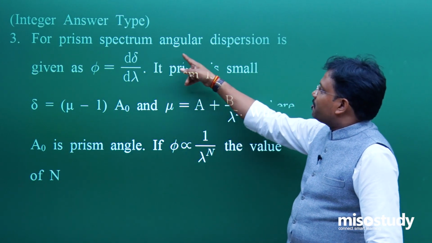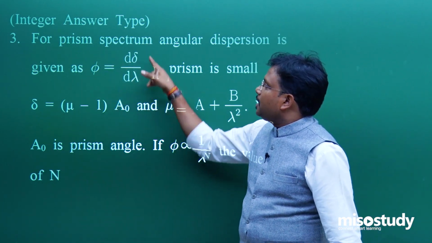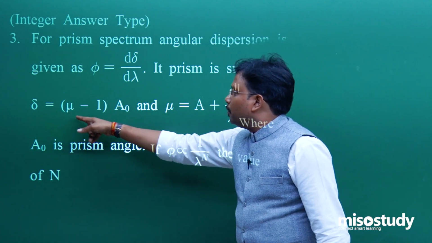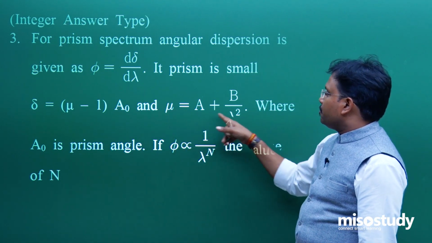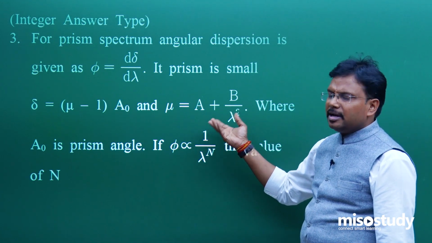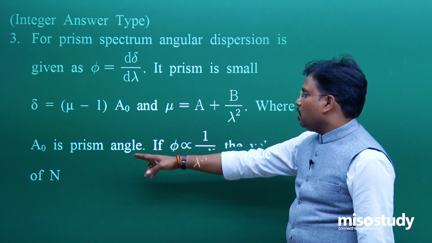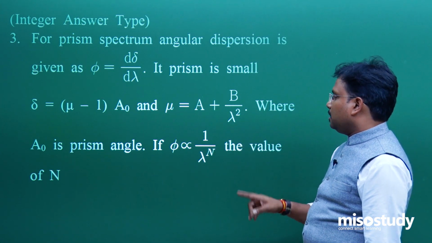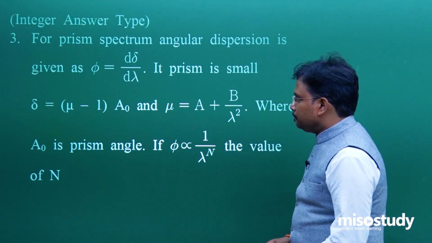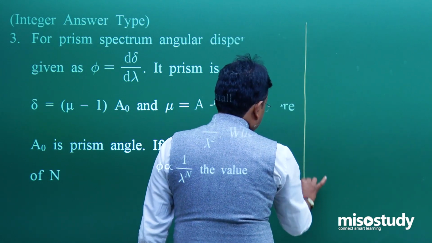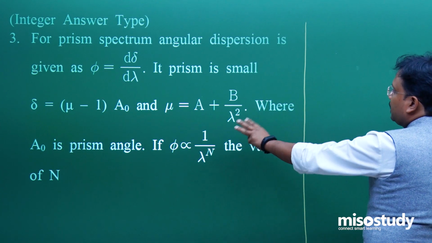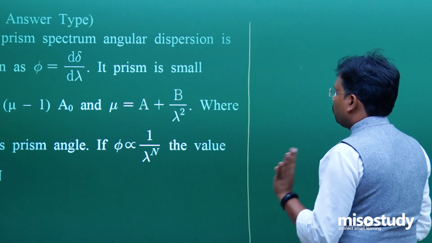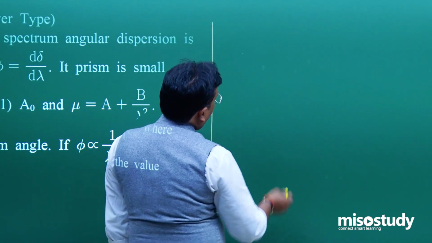For a prism spectrum, angular dispersion is given as phi is equal to d delta upon d lambda. For a small prism, delta is equal to this much, we know that, and mu is equal to this relation. This is a very important, well-known, simple relation we have studied from class 10th onwards, where A naught is the prism angle. If phi is directly proportional to 1 upon lambda to the power n, what is the value of n? A small amount of differentiation is required. First, please read the question carefully, because I will use this space, so some portion may not be visible for the time being. Let us start the discussion of this question.